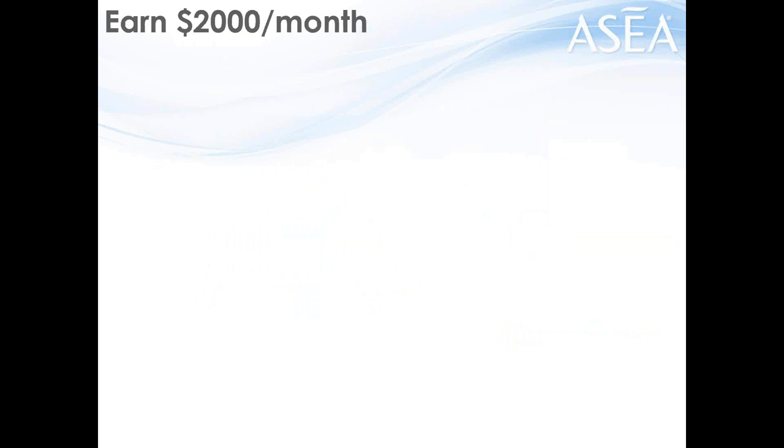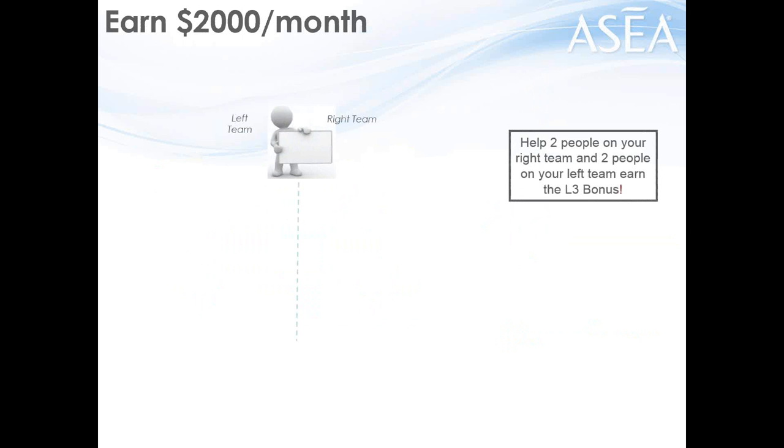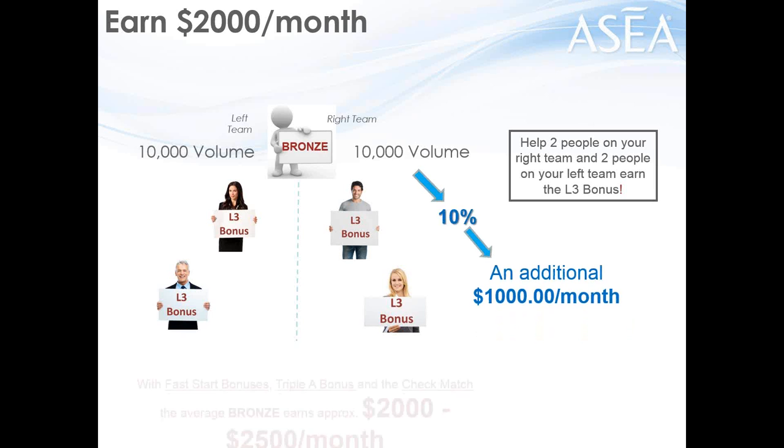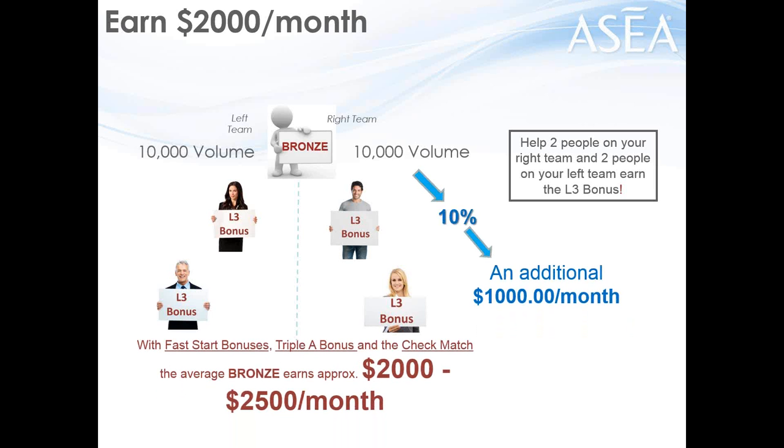of the plan alone. And so how do we get to 2,000? Well, let's help 2 people on your left and right become L3 qualified. Okay, by doing that, we've got at least 10,000 of volume on each side, and 10% of 10,000 would be another $1,000 a month, plus the 1,000 coming from the AAA bonus, okay, for yourself, and check matching, which this is a very conservative amount here, okay.